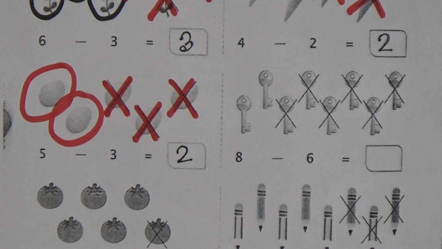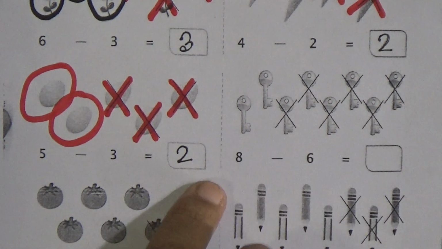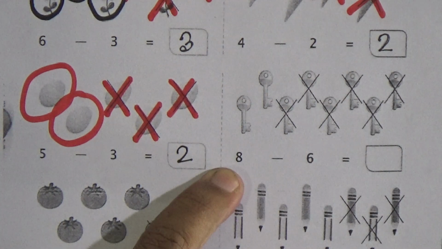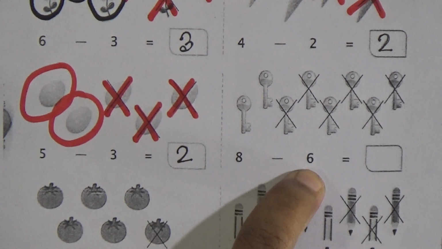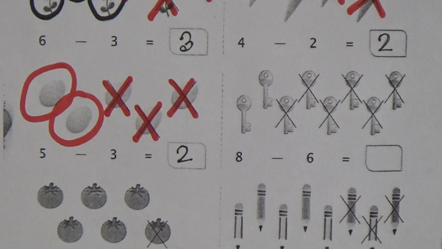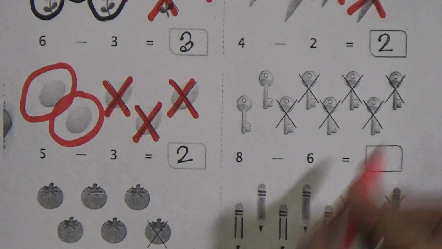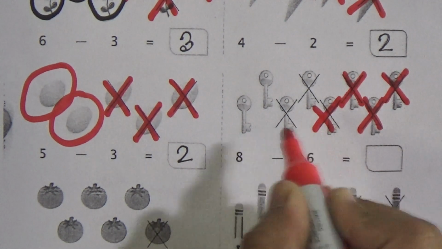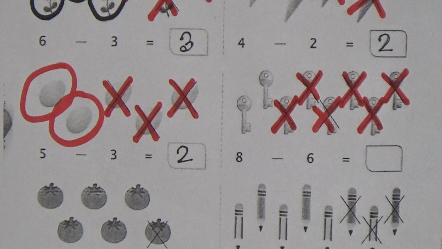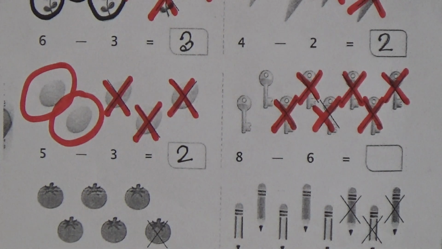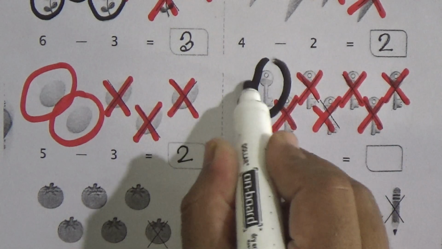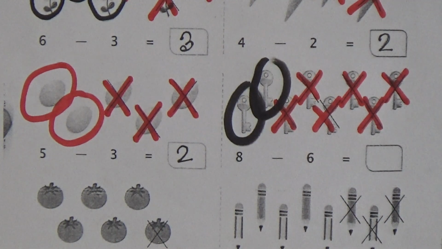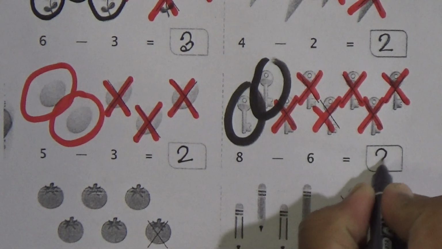Now the next figure is of some keys. The total keys are 8, and we need to subtract 6 keys from the total 8 keys. Subtract these 6 keys from here. It's 1, 2, 3, 4, 5, 6. 6 are omitted. Now how many remain? The remaining are 1 and 2. 2 keys are remaining. So my dear students, 8 minus 6 is equal to 2. Now the last 2 need to be solved.